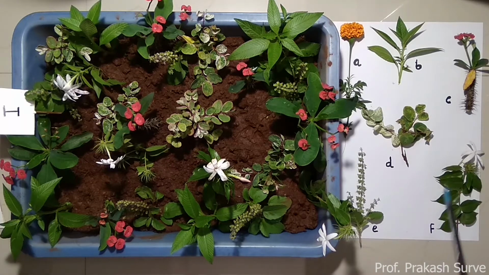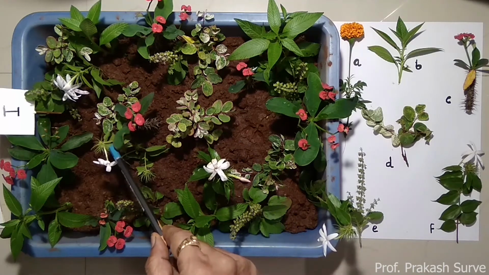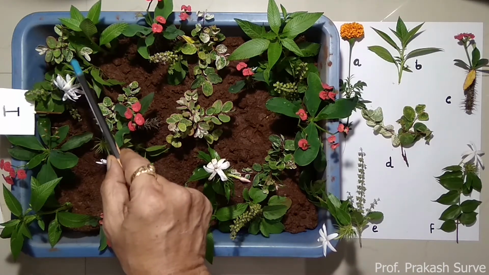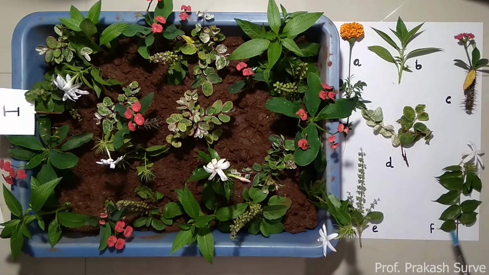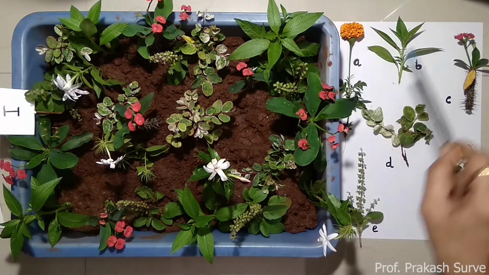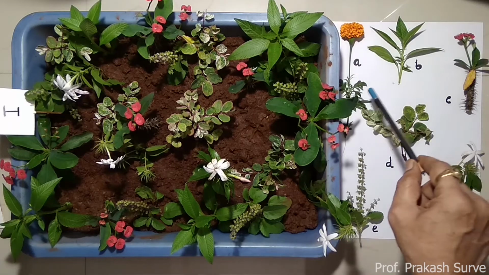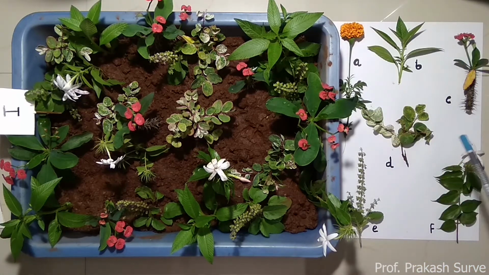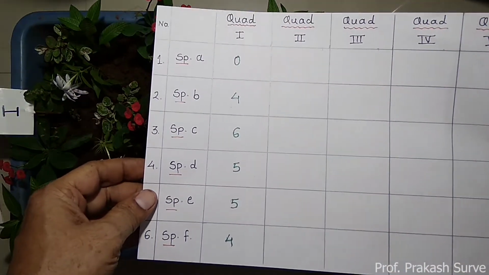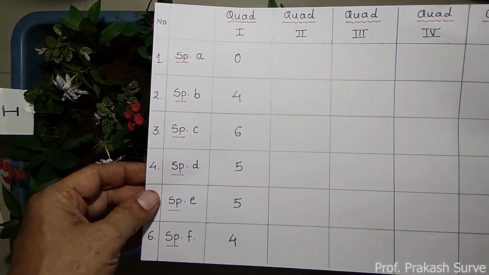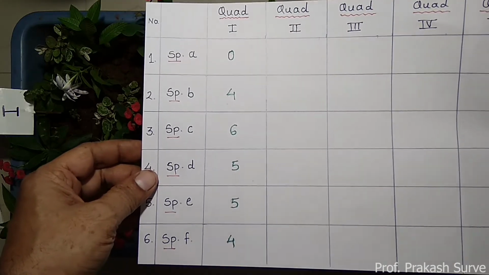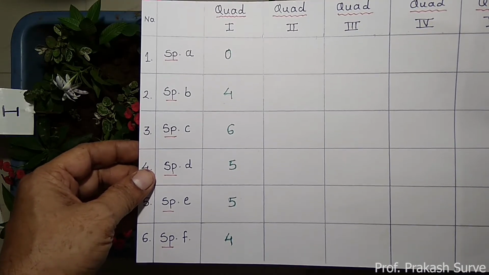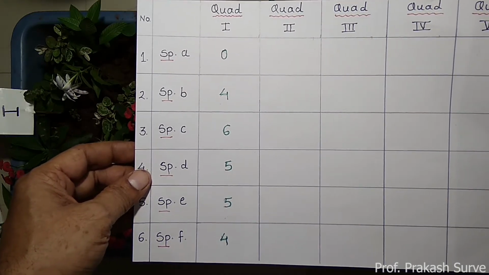Species F. Species F, just check the leaf structure and all. Flower is also there. So 1, then here it is 2, then it is 3, then it is 4. So total 4 plants are there about species F. So about all the 6 species, of which one species is absent and remaining species are present, and their number it is mentioned in this table now. So about species A, B, C, D, E and F, you can observe 0, 4, 6, 5, 5 and 4. So that is about quadrant number 1.